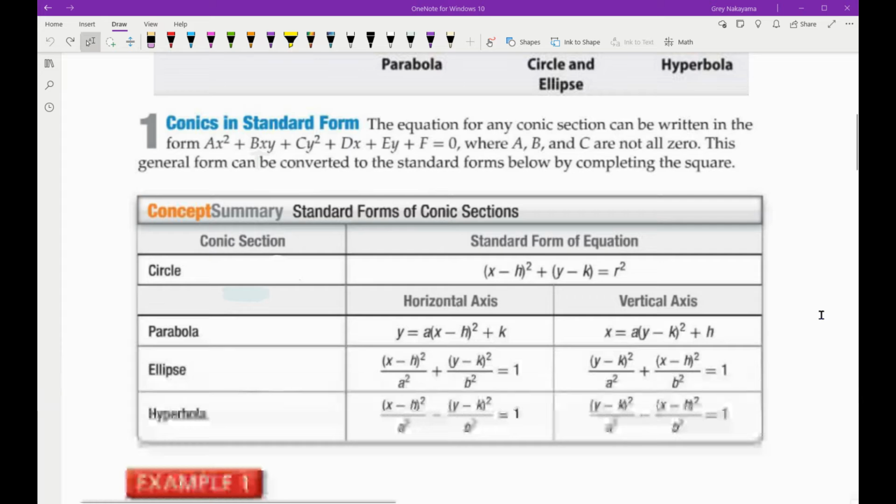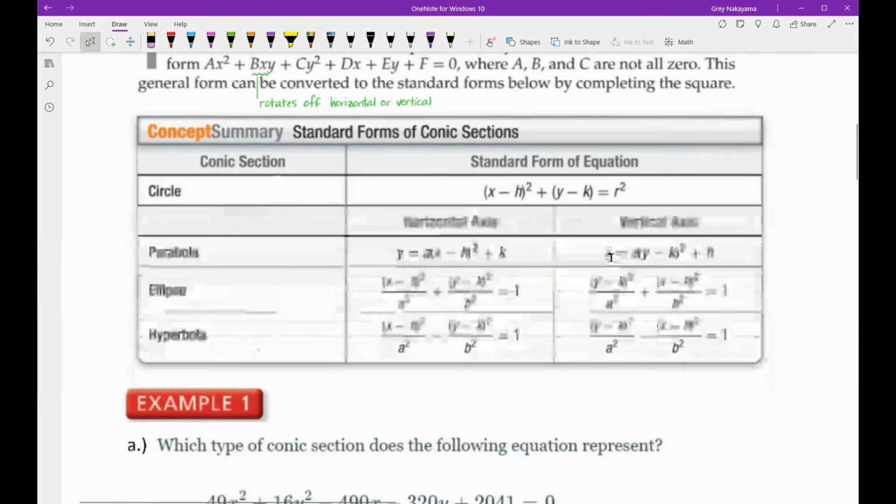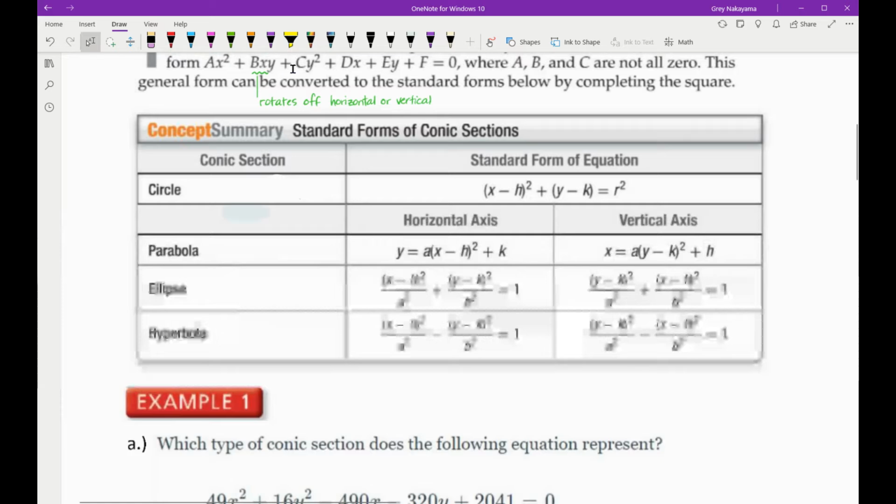And hopefully you notice that up here in this ax squared plus bxy, that bxy we've actually never had before. We won't have to worry about it, but it is what rotates the conic section off of the horizontal or vertical. And I'm sure you're thankful that we're not doing that. So all the ones that we're going to see aren't going to have that xy term in them. So for that reason, we can look at an equation like this and know which of these it is immediately.